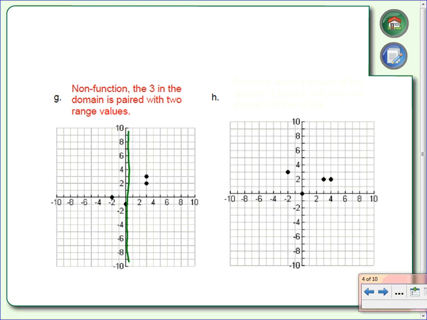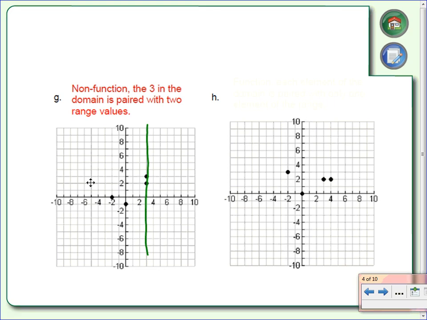What if I move it over a little bit? How many dots does it touch? 1. What if I put it right here? 2. It's touching 2 dots. If it touches more than 1 point at any particular time, then it is not a function. Okay? So because it touches this line twice, then it's not a function.